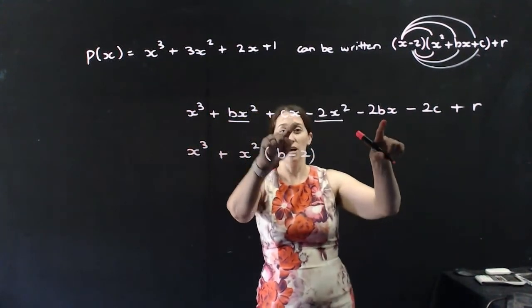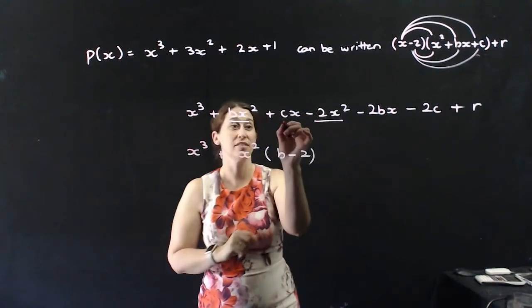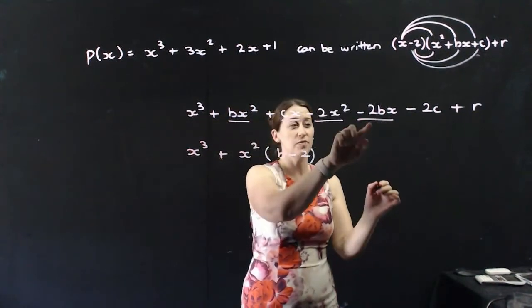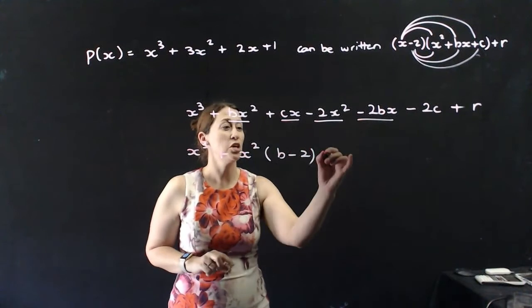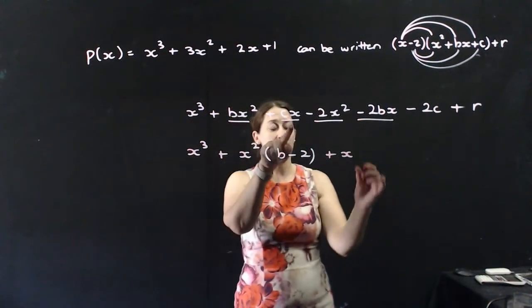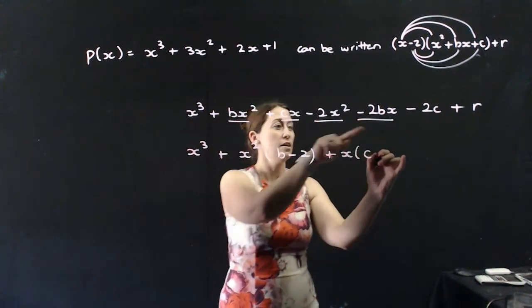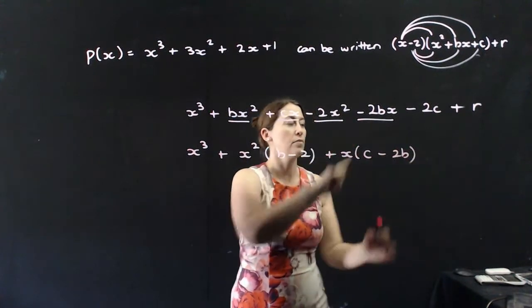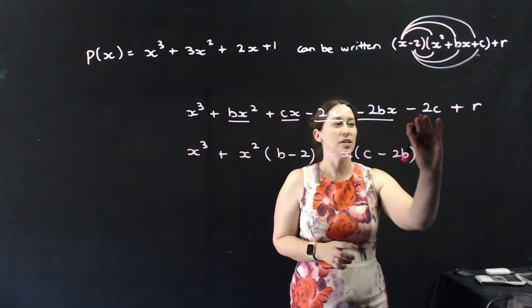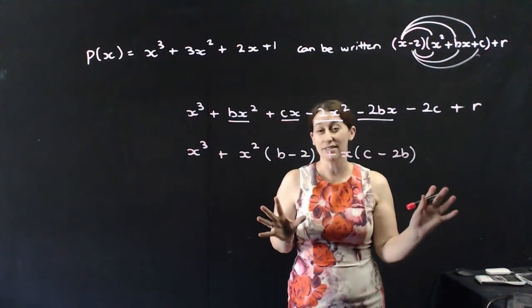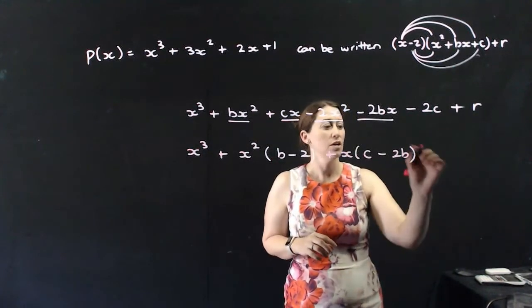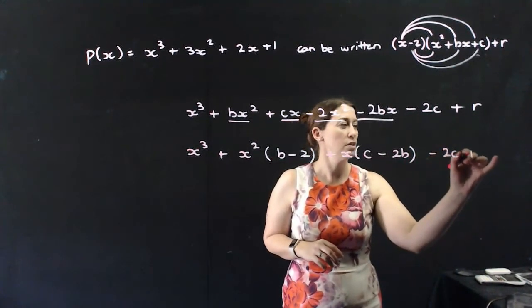I'm going to do the same with these two terms here. They're both like terms with x, this one and this one. This is positive, this is negative. And I'm going to again pull out the common factor x, and I can see that it's multiplied by c here and minus 2b here. All right, now these two terms don't have any x's there at all, so they are constant terms. So I'll just leave them as they are for a moment.